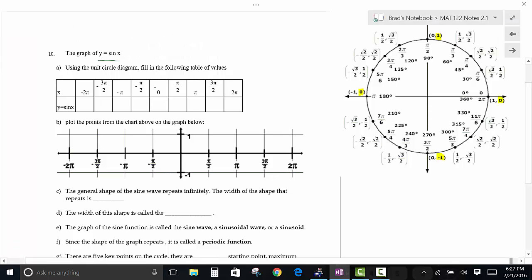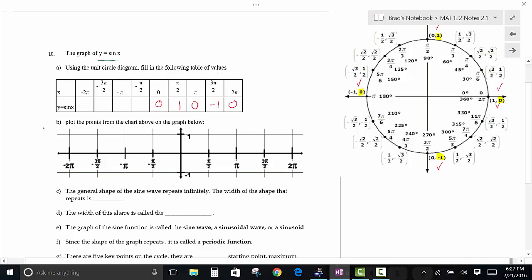To begin with, we started with 0. The sine of 0 is going to be 0 because it's the y value. The sine of pi over 2 is going to be 1. The sine of pi is going to be 0. The sine of 3 pi over 2 is going to be negative 1. Then the sine of 2 pi is one lap around the circle, so it's back to 0.